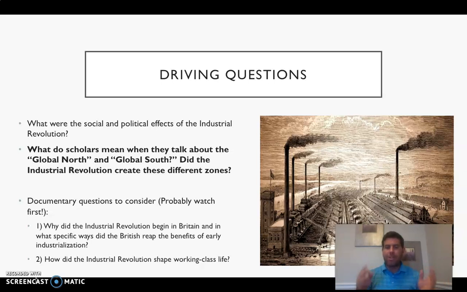What does it mean when scholars talk about the global North and the global South? And then to link it specifically back to this chapter's readings, did the Industrial Revolution create these different zones? And if so, what are the effects of them?